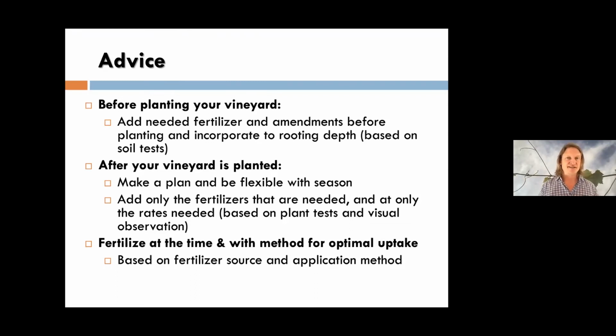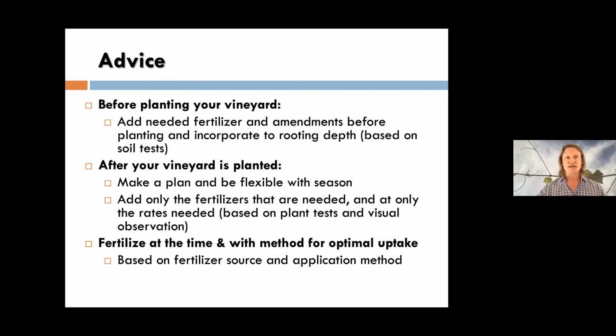So you're going to take your plant test. You're going to respond to the plant test, not a knee-jerk reaction, but you have to make sure you're watching the trends in your plants so that you don't have to apply large amounts of fertilizer after a big deficiency is there. Add only the fertilizers that are needed and at only the rates needed based on plant test and visual observation. Don't just throw out broad spectrum fertilizers because it's what's available and it's what's cheap.